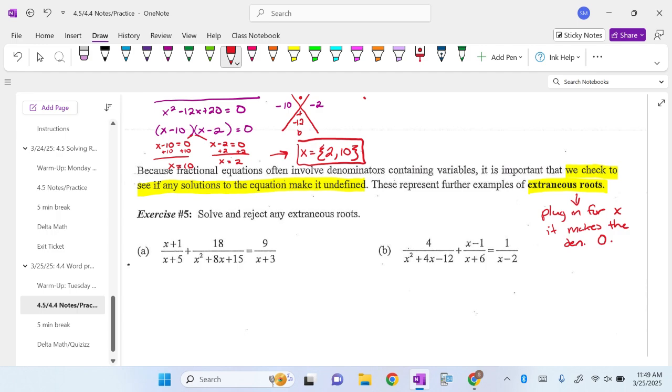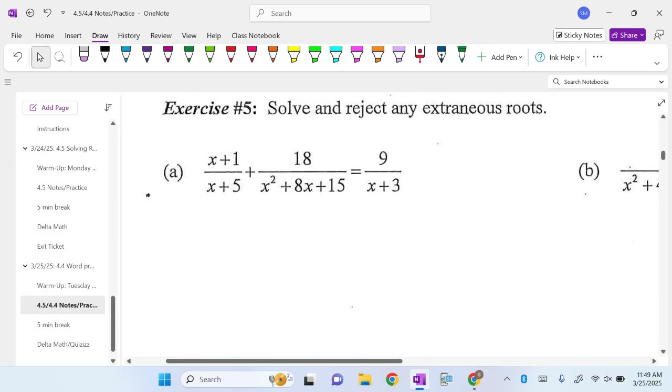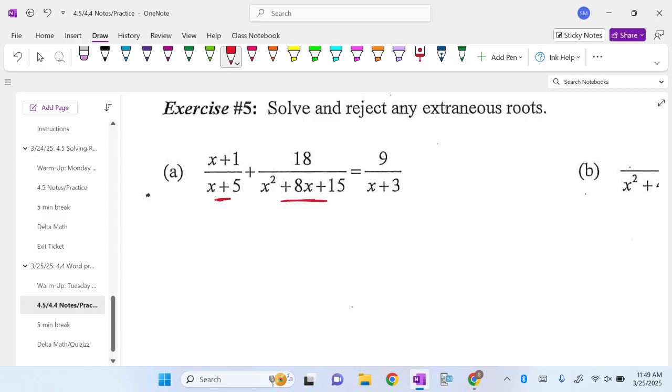All right. So we're going to solve these next two examples and then reject any extraneous roots. So we're going to take the time to check it. First things first, before we even figure out what our LCD is, because we're obviously going to have to do it since we have two fraction bars on one side of the equal sign, I'm going to want to factor the trinomial denominator real quick because then it'll make it really easy to see what my LCD is.